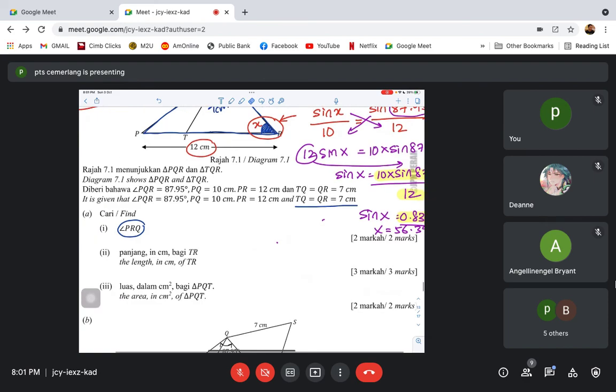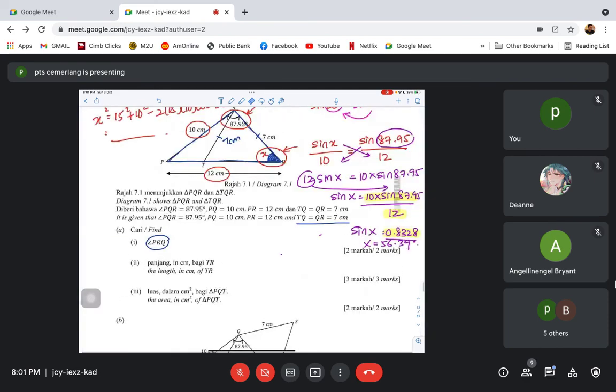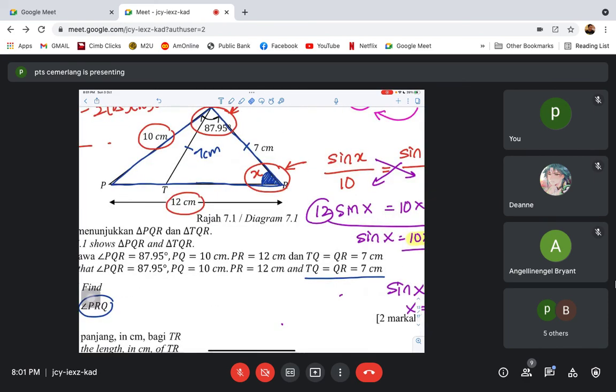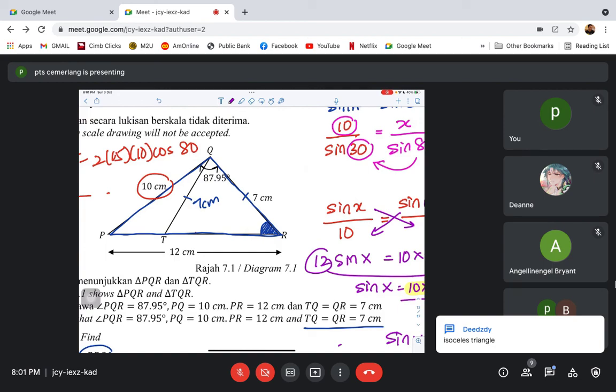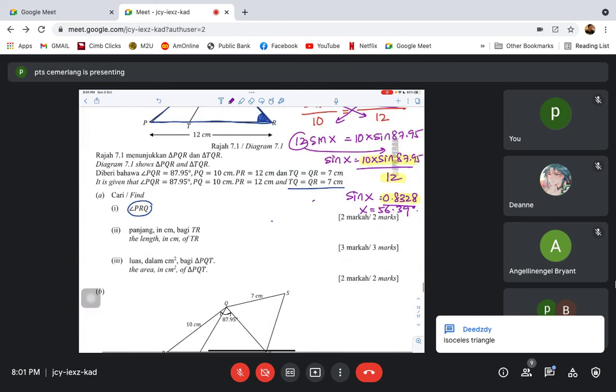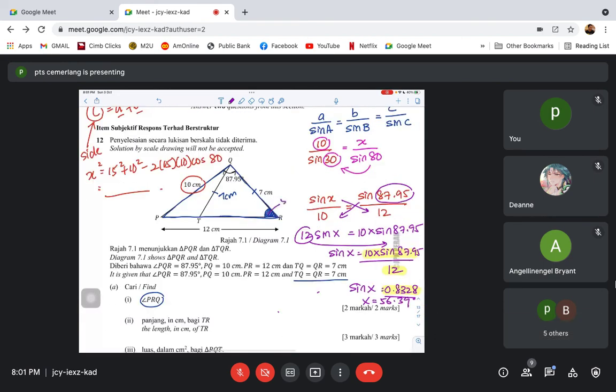Okay, the length of TR. I think this is not that bad, quite alright. How do I get the length of TR? Now, you know this X already. Let me just talk about the normal maths that you have learned. You already know your X. What is your X? Your X is 56.39, right? Let me double check. 56.39.